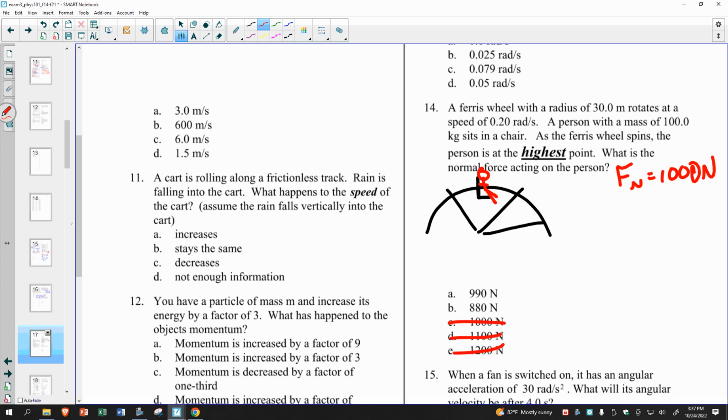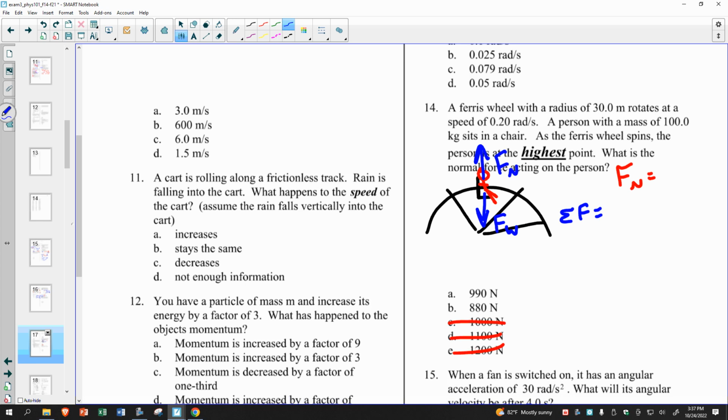That means I can get rid of all of these. It has to be either A or B. I'm betting that it might be D, but I'm not certain about it. So I know that it has to be less than 1,000. So I can draw my forces. I have one force that's down, that's my weight, and I have another force that's up, that's my normal force.